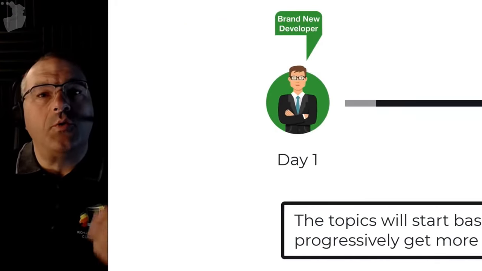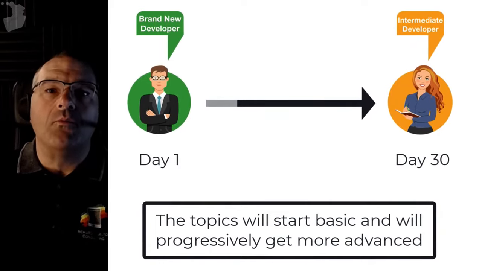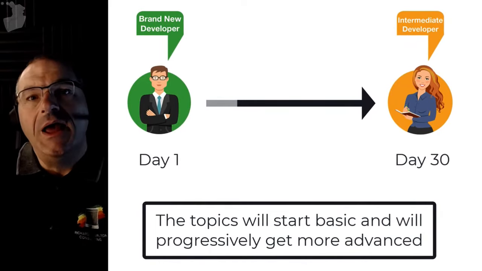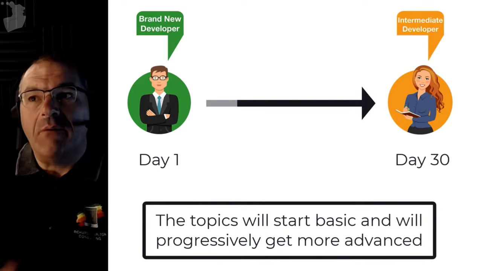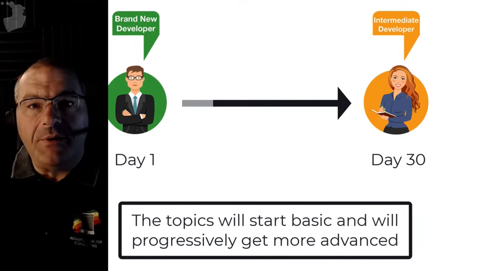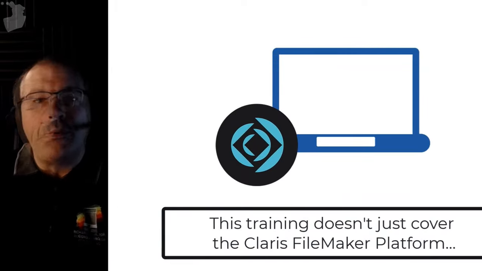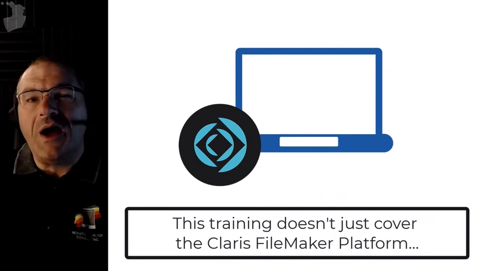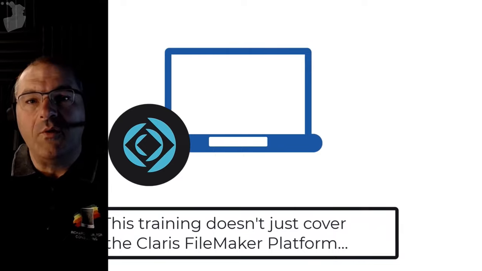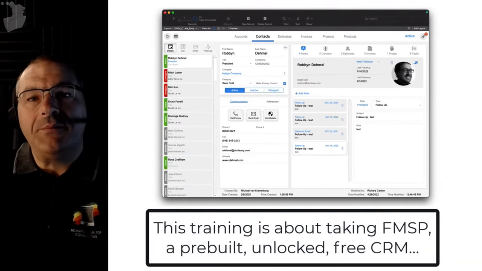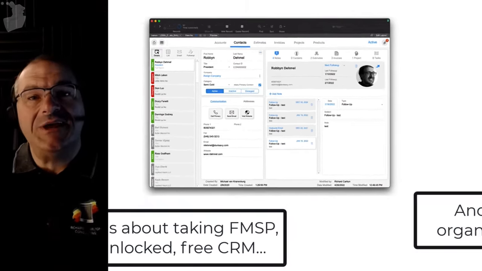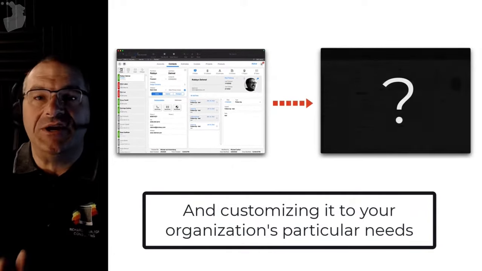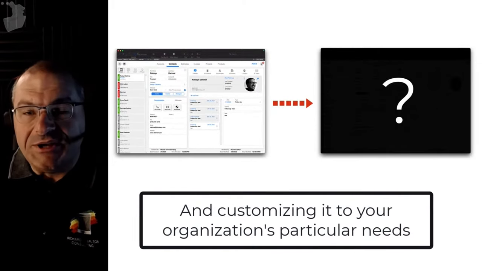Keep in mind that towards the beginning of the training, the topics are more basic in nature. As we get towards the end of the training, they're somewhat more advanced, I would say probably intermediate level topics. The special part of this training is that we're not only talking about the FileMaker platform, we're talking about how you can rapidly customize an existing free CRM that you can download today. It's unlocked. So we're taking that CRM and customizing it to your organization's particular needs.